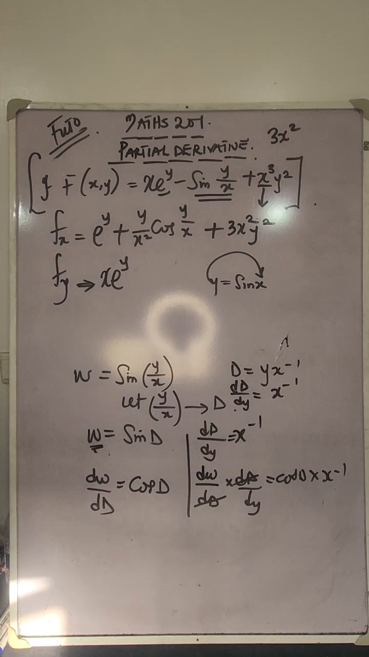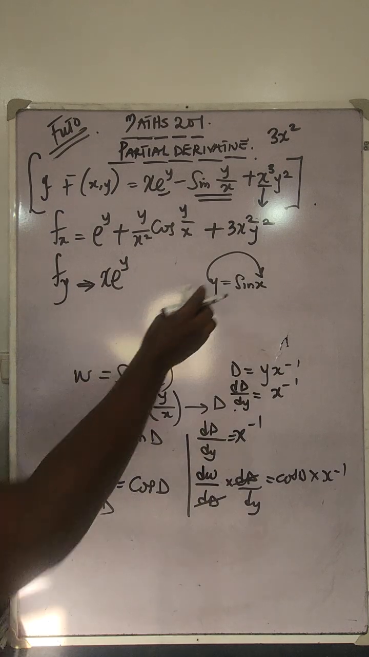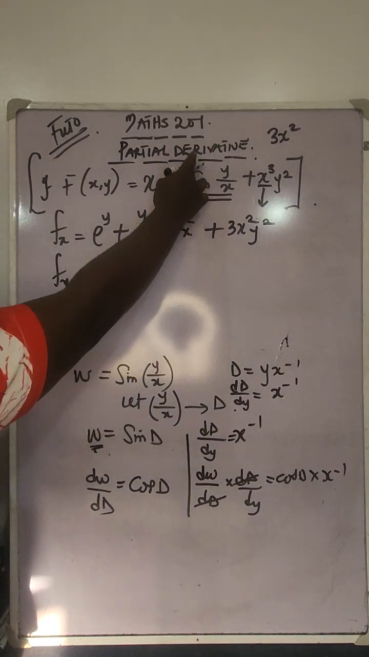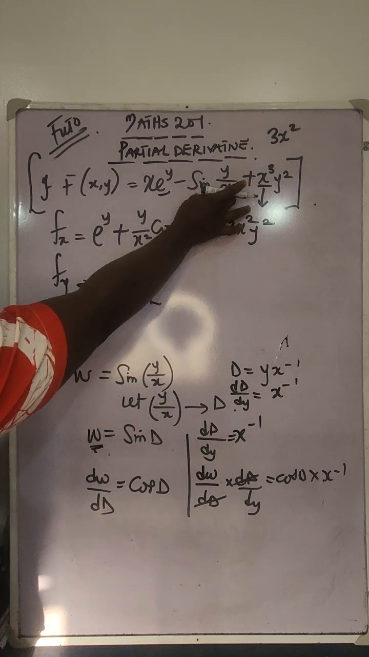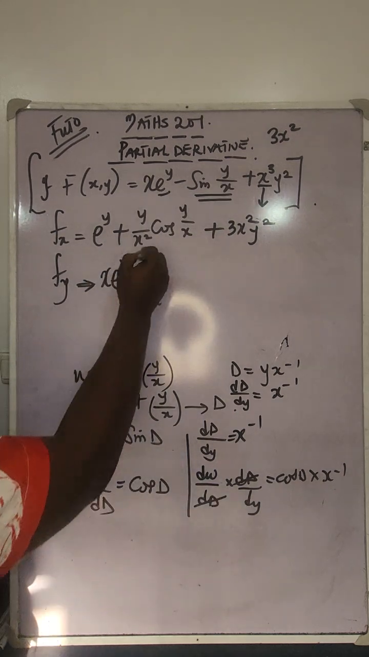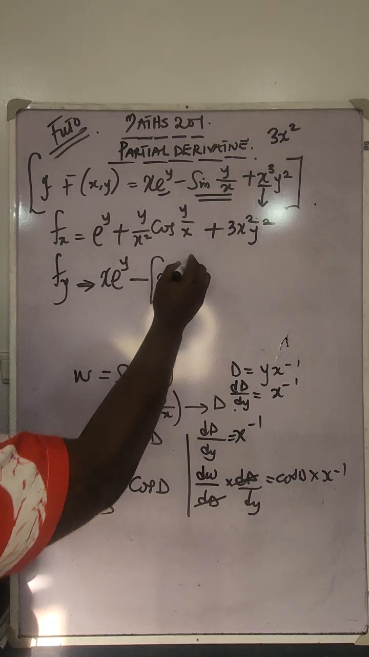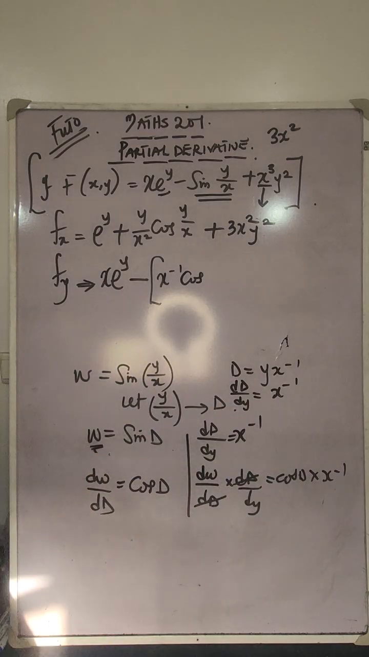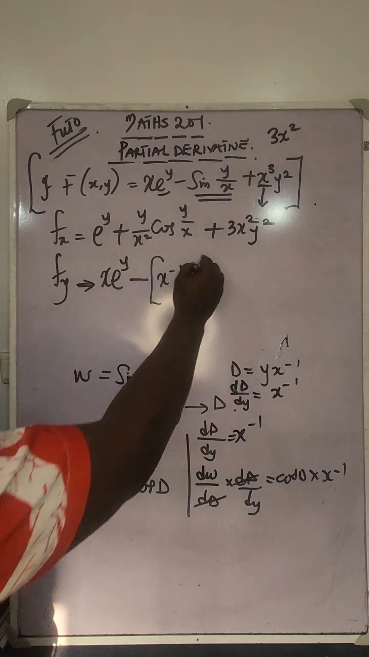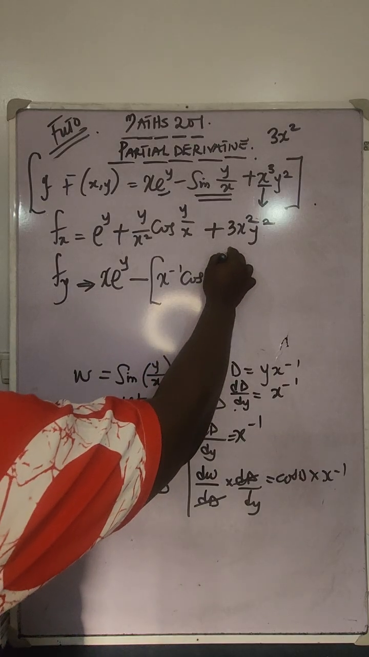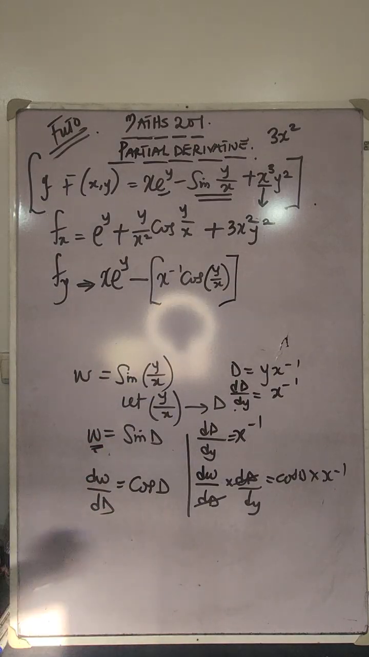Right? So what I'm simply saying is, let's clean this. Now we have differentiated this function with respect to y. What we are having is x to the power of minus 1 cos d. But what is d? d was y over x. So we have y over x here.